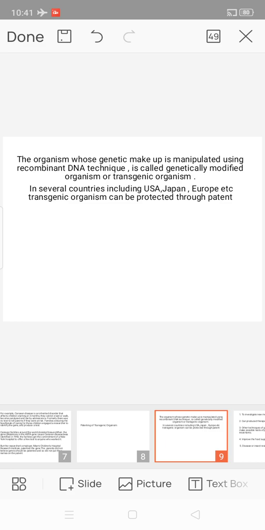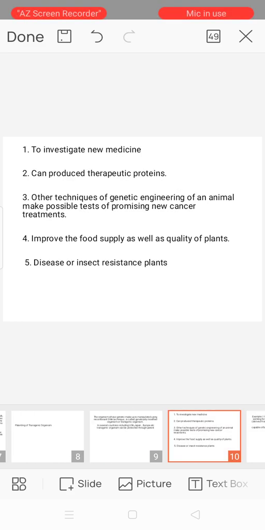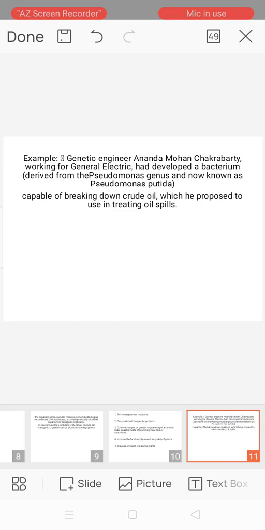This helps in the following ways. First one, to investigate new medicine. Second one, can produce therapeutic proteins. Third one, other techniques of genetic engineering of an animal make possible the test of promising new cancer treatment. Fourth one, improve the food supply as well as quality of plants. And fifth one, disease or insect resistant plants.